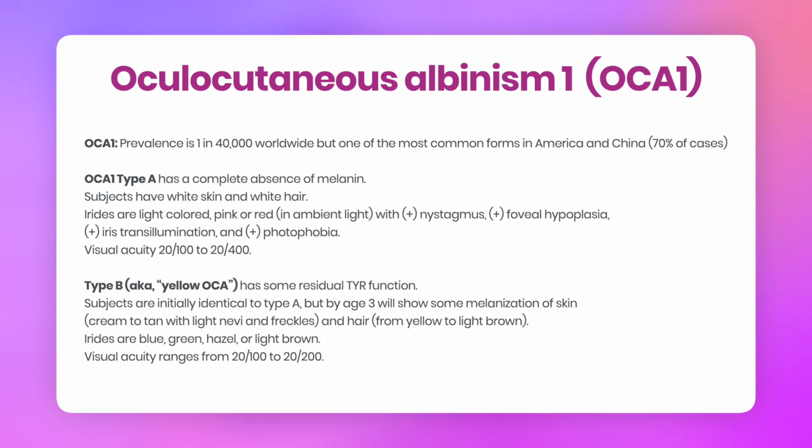So in type A, we have complete absence of the melanin, and that's why they get really, really white skin and white hair. That's why their eyes are pink or red, because they also don't have pigment in their iris or in their retina. And then type B, the yellow OCA, and again type 1, they do have some residual tyrosinase function, so that gives them lighter pigmentation from their family members, but not completely white. So again, OCA 1, and again, most common in America and China.